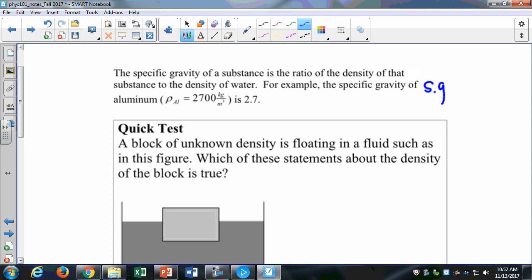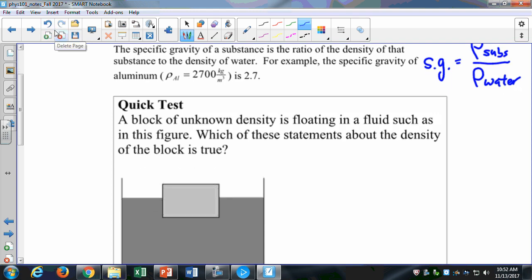The specific gravity is equal to the ratio of the density of some substance divided by the density of water. For example, aluminum, which has a density of 2,700 kilograms per cubic meter, has a specific gravity of 2.7, because 2,700 divided by 1,000 is 2.7. But again, I'm not going to test you on specific gravity at all. You will not see that, so you've got to put a big no next to it.